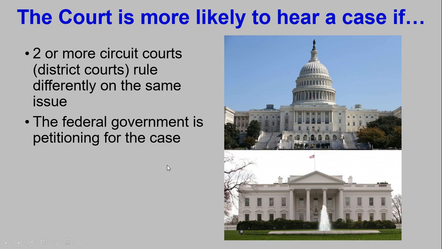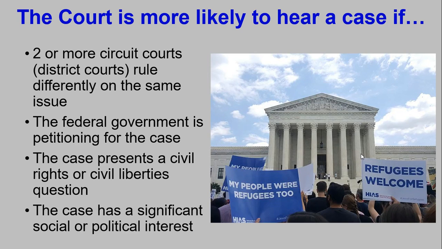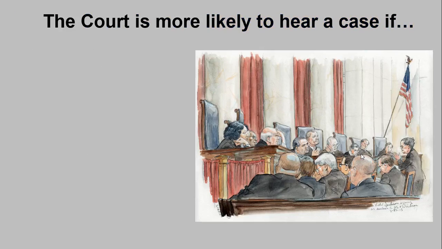If it's the federal government that's petitioning for the case, they're more likely to take the case. So if it's Congress or the president that is applying to have their case heard by the Supreme Court, it is more likely to be heard than a regular person off the street. If the case involves the Constitution or the Bill of Rights, which is part of the Constitution, like a civil liberties or civil rights question, the Supreme Court loves taking cases about that. Or if the case just has significant political interest. If there's a lot of political attention, the Supreme Court will be more likely to take the case to settle the dispute if that dispute is big on TV or out in the streets, like big controversial issues.